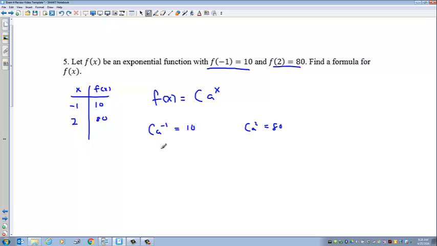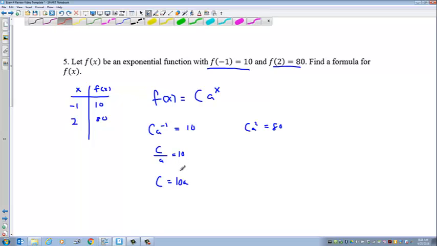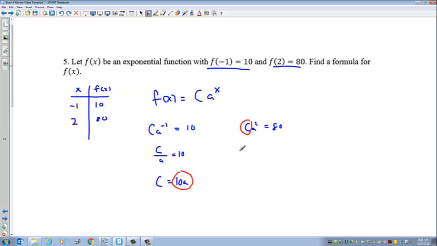Now remember, if it's negative, you put it in the bottom. So this is really c divided by a is equal to 10. So we can simply solve this for c by moving over a, so multiply both sides by a, so you get c equal to 10 times a. And then you can use this information, since you know c is 10 times a, wherever you see a c, you can replace it with 10 times a. So you have 10 times a, and then times a squared equals 80.